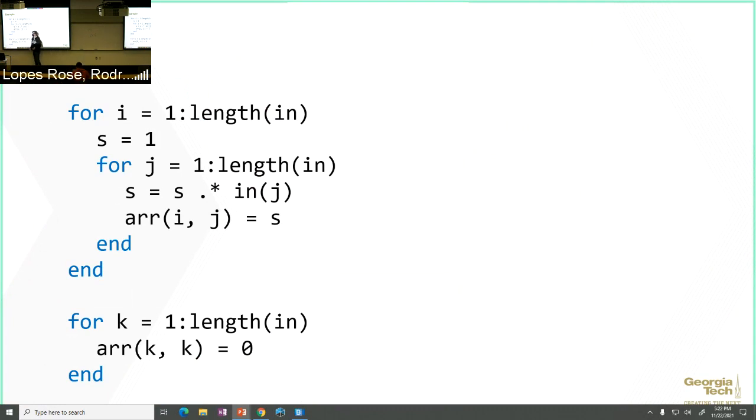We say s equals 1. Just assigning a variable, that's a constant operation. Just assigning a value to a variable, it doesn't matter how many times we have to do it. That's just a constant operation. So we don't need to care about that.